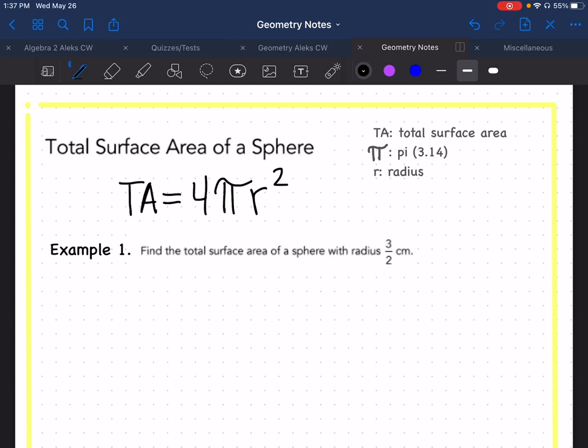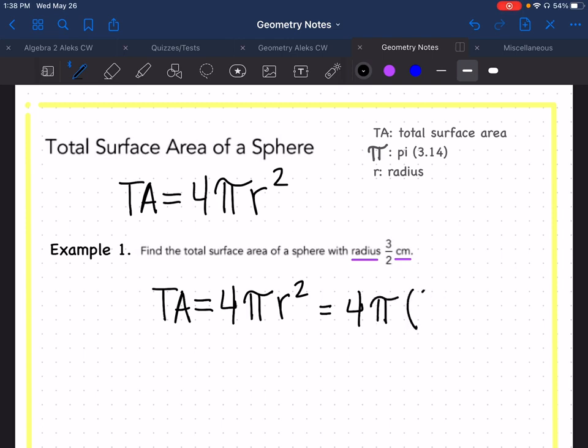Find the total surface area of a sphere with radius 3/2 centimeters. All I have to do is plug this straight into the formula. So I'm going to copy down the formula. My radius is right here, and it's going to be the 3/2 centimeters. So I'm just going to go ahead and plug it in. And I'm going to go ahead and square it.